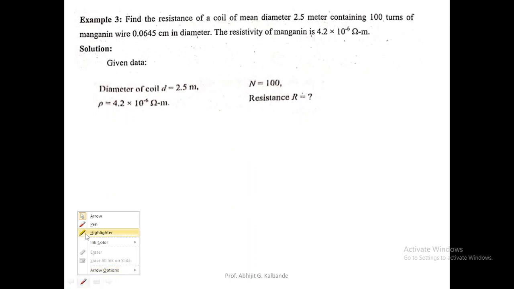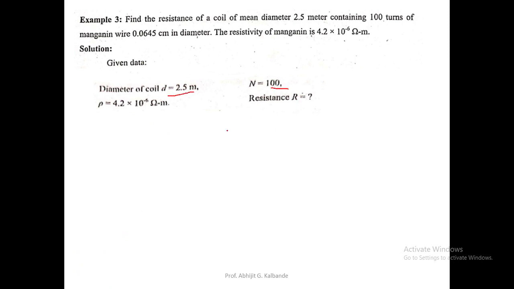Find the resistance of a coil of mean diameter 2.5 meter containing 100 turns of a magnetite wire of 0.0645 centimeter in diameter. The resistivity of magnetite is 4.2 into 10 to the power minus 6 ohm meter. Now, as per the numerical, there is some given data. In that given data, the diameter is given, that is 2.5 meter.